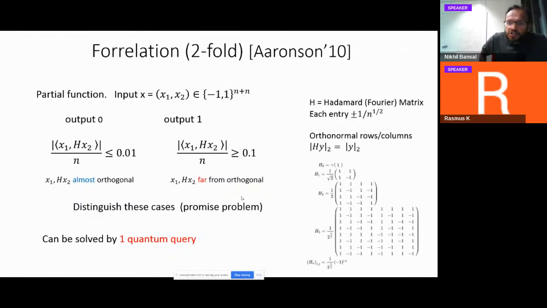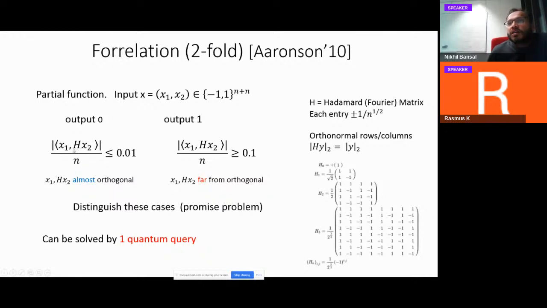Good. So here is the definition of the Forrelation problem. It's a function defined on 2n bits. So we'll think of it as x1 and x2. x1 is the first block of n bits, x2 is the second block of n bits. And we'll work with -1, 1 instead of 0, 1, just so that it'll be easier. And it's a partial function which is defined as follows.